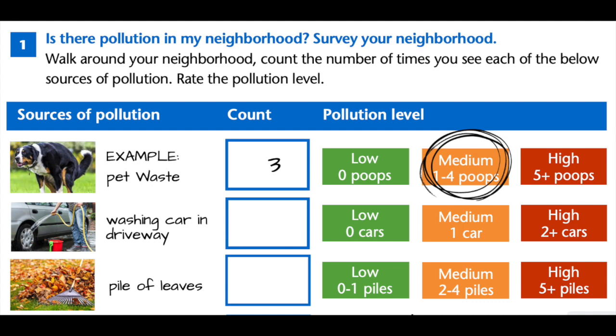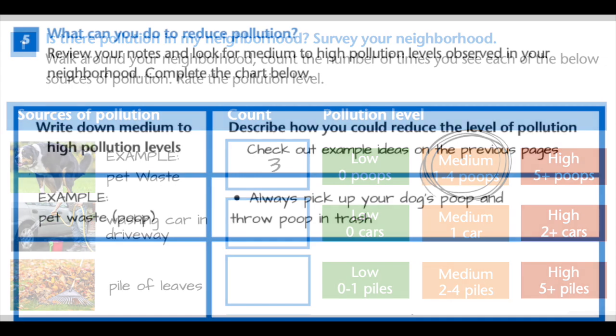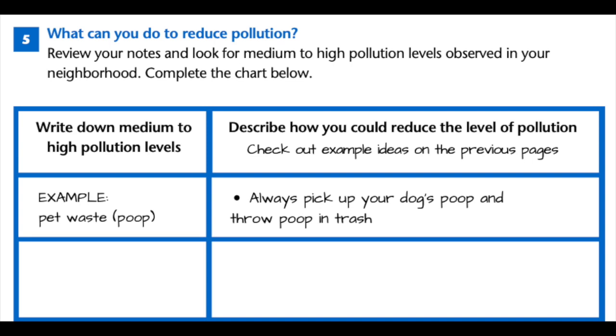While walking in your neighborhood, you counted the different sources of pollution that you found and then gave a rating for the pollution level: low, medium, or high. Now, you're going to review your notes and look for medium to high pollution levels observed in your neighborhood. And then on a blank piece of paper, or if you happen to print out the activity guide PDF, you're going to write down the high pollution levels and then describe how you could reduce the pollution levels.